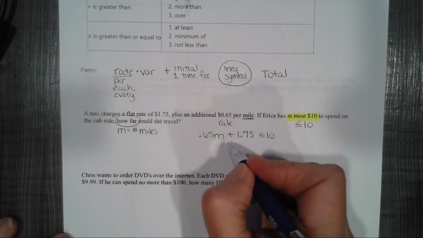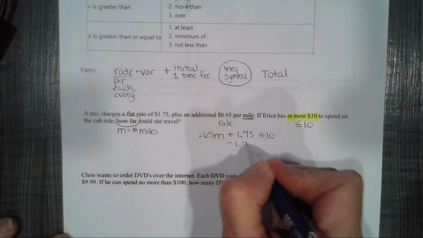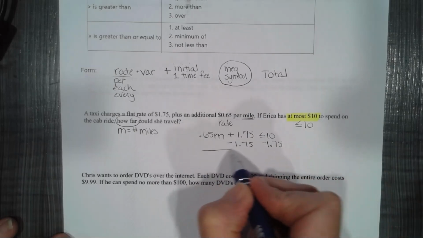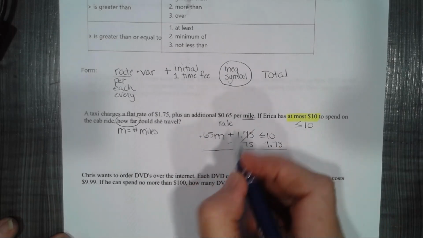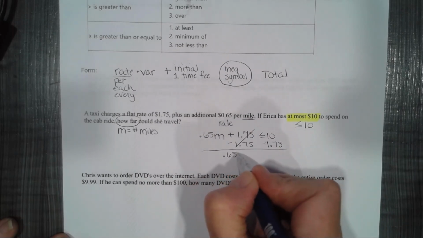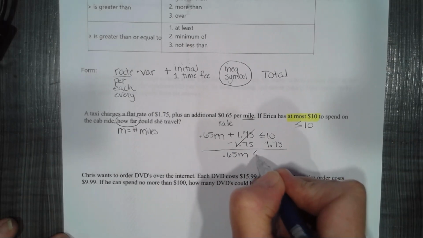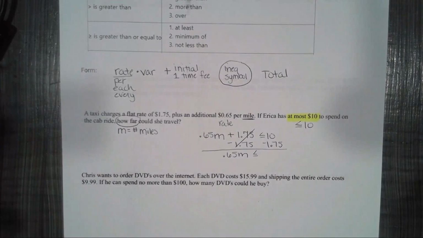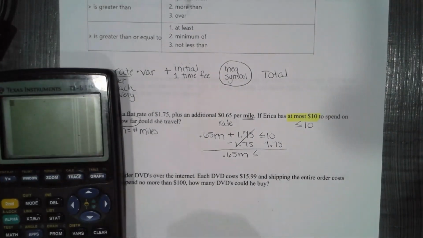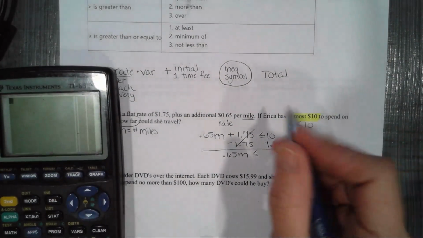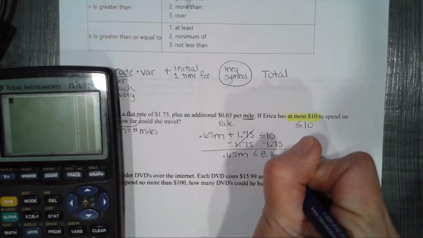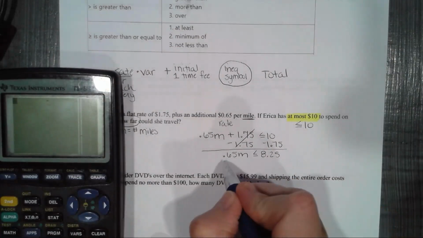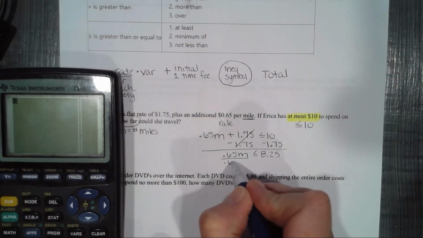So it's a two-step inequality, so we're going to subtract $1.75 on both sides of the inequality. Bring down 0.65 M. Bring down your inequality symbol. You can pop this in the calculator. So make sure you have a calculator handy. I think if you pop this in the calculator, you're going to get $8.25. Okay, now last step is to divide both sides by 0.65.